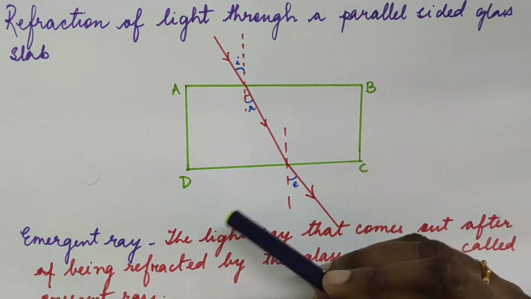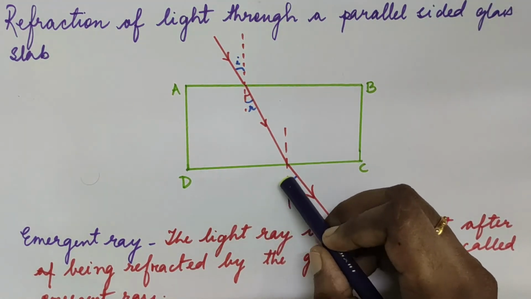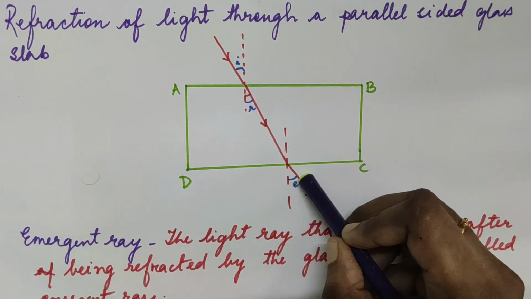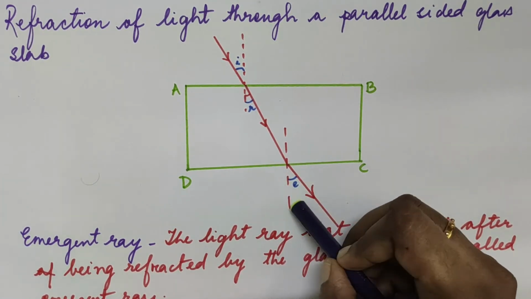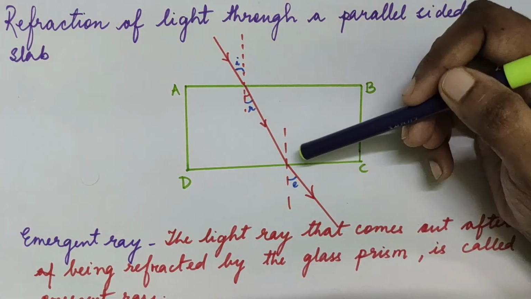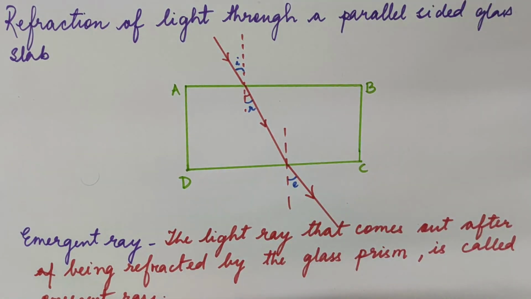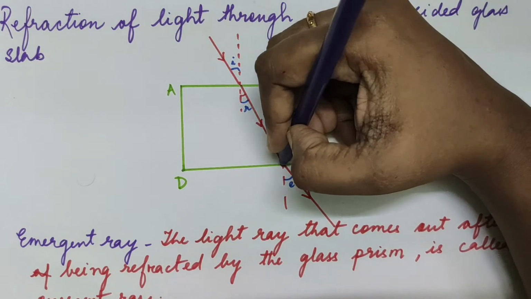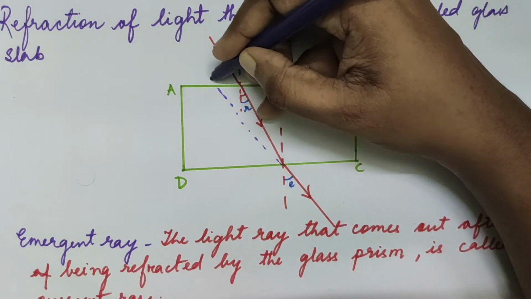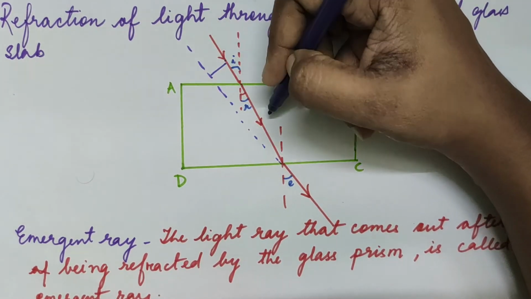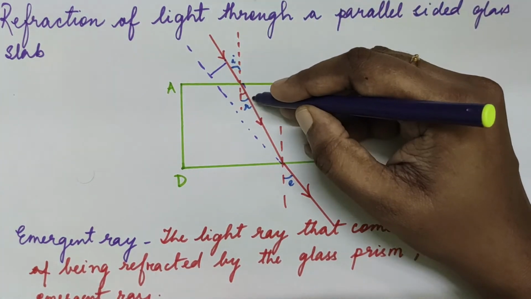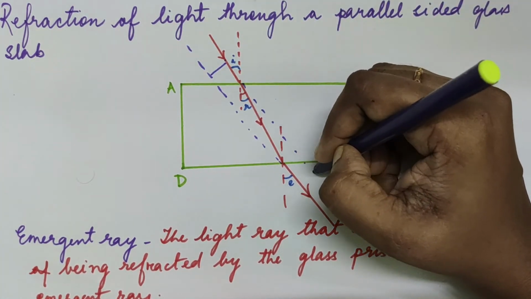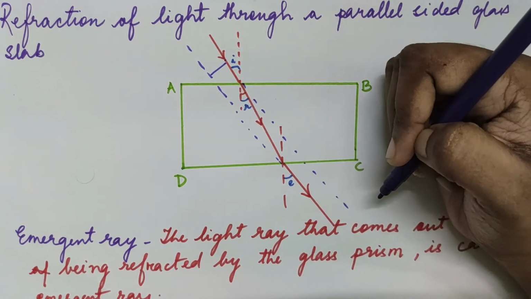Okay students, so the angle which is made by this emergent ray and the normal is called the angle of emergence. Also, if you carefully observe, this emergent ray is going to be parallel. There is a shift, and if I just extend this incident ray, if there was no refraction, it would have been like this.